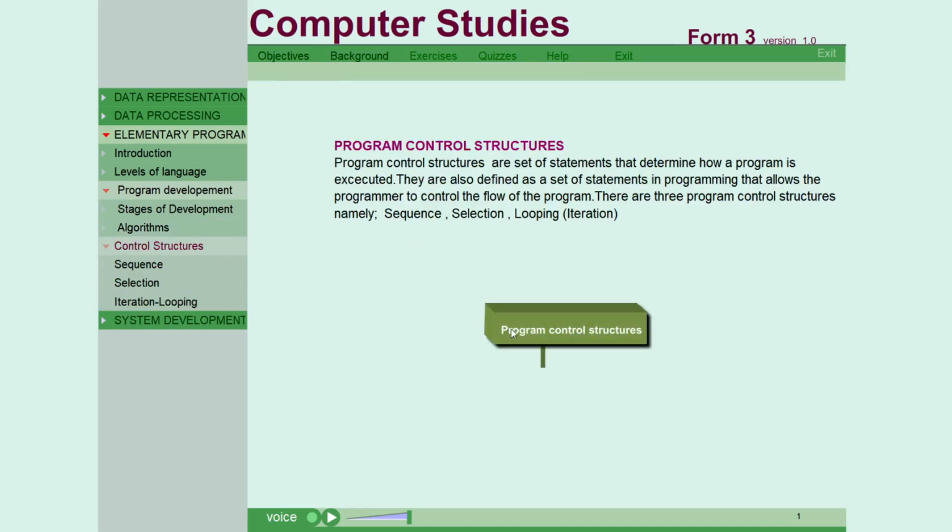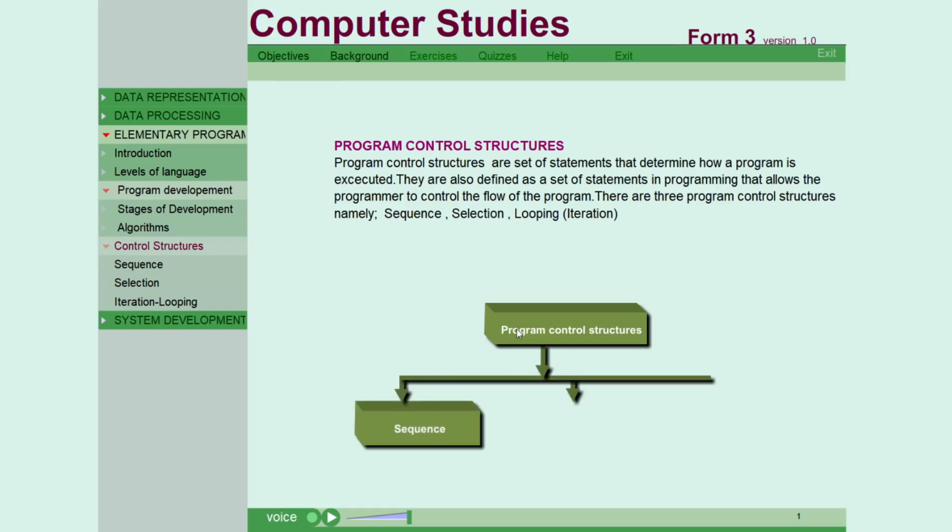Program control structures are a set of statements that determine how a program is executed. They are also defined as a set of statements in programming that allows the programmer to control the flow of the program. There are three program control structures, namely sequence, selection, and looping, which is also referred to as iteration.